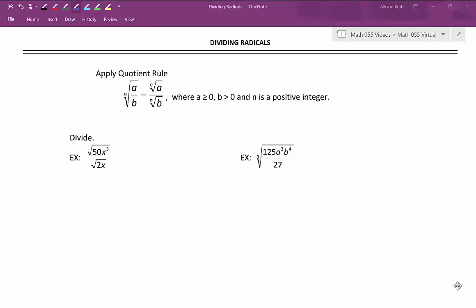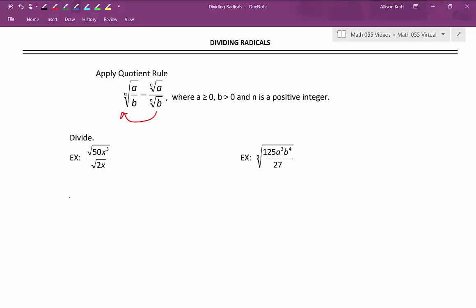So let's divide the square root of 50x to the third by the square root of 2x. We're actually going to be using quotient rule kind of backwards. We can go either direction with these rules. And we are going to rewrite this as the square root of the fraction. How do I know that I want to do this? Because I don't have any perfects underneath of my square roots. That's what we're trying to get to. We want to have something nice that's going to simplify for us.